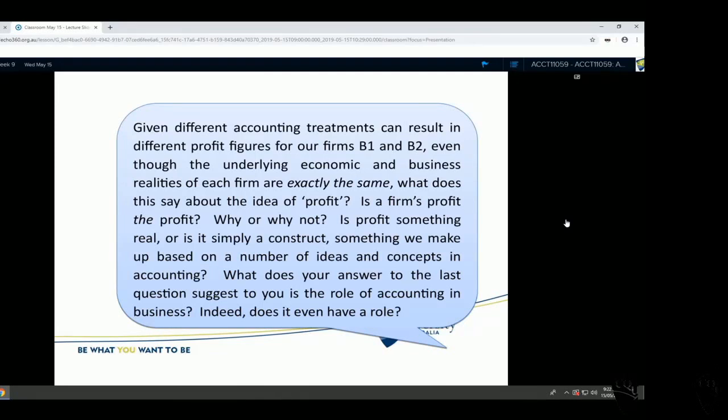Is a firm's profit the profit? Why or why not? Is profit something real, or is it simply a construct, something we make up based on a number of ideas and concepts in accounting? What does your answer to the last question suggest to you is the role of accounting in business? Indeed, does it even have a role? This is one of the questions in the reading.